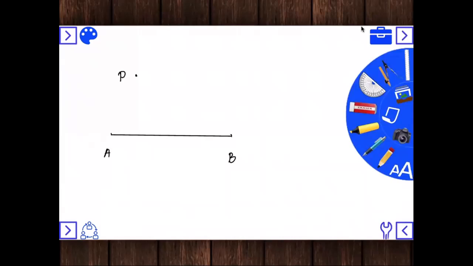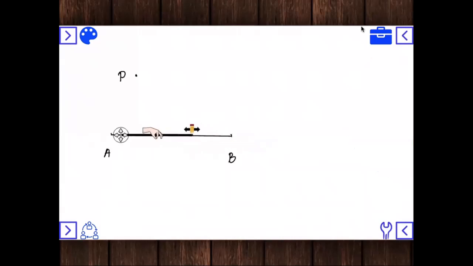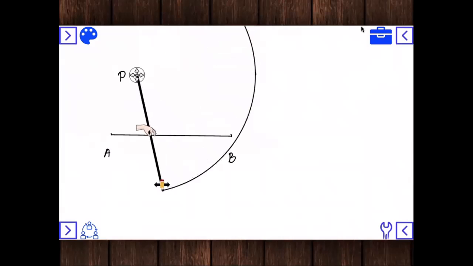First step, we measure AB. We measure AB with a compass. And then we move the compass to point P. And with the radius of the length of AB, we draw an arc. Okay, we draw an arc.